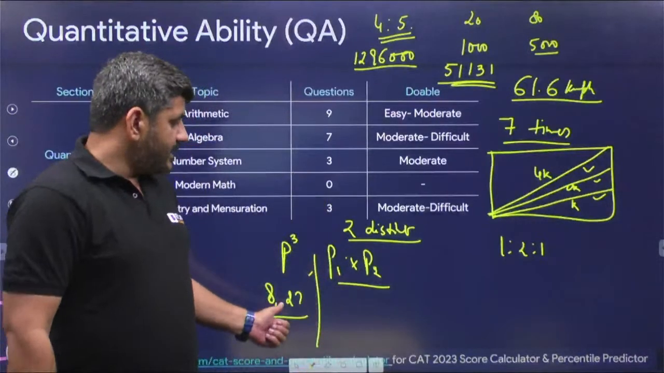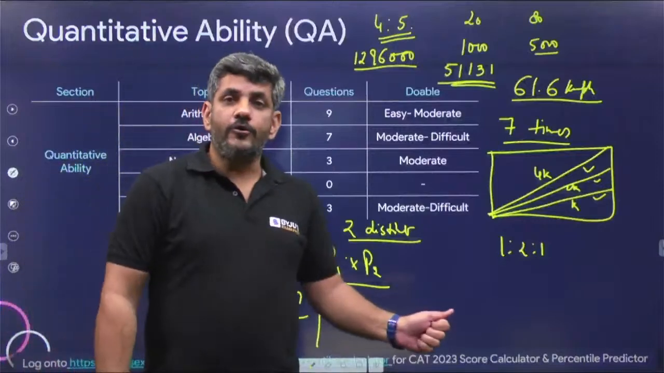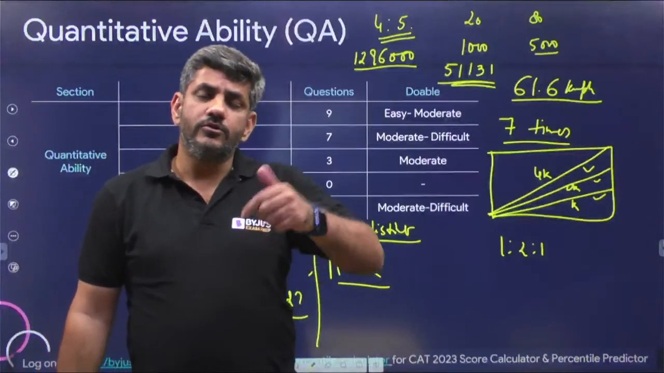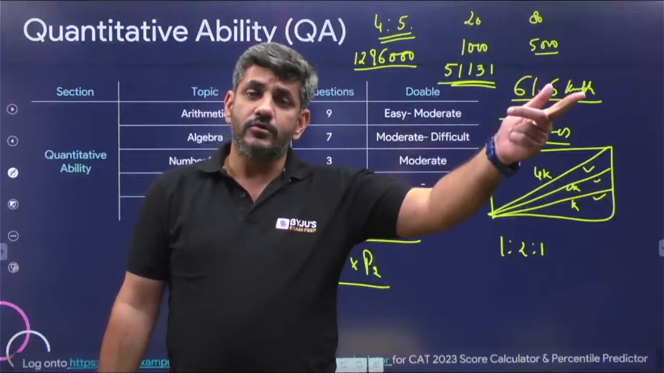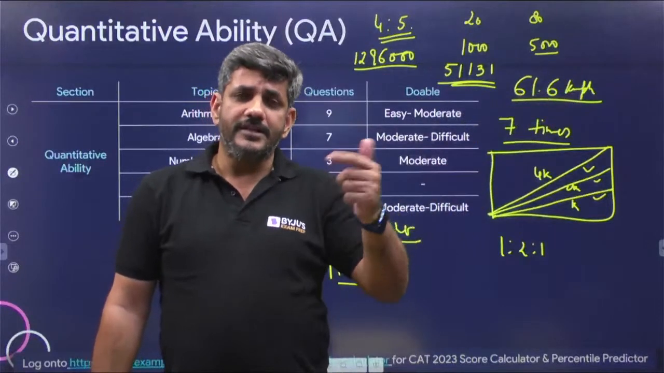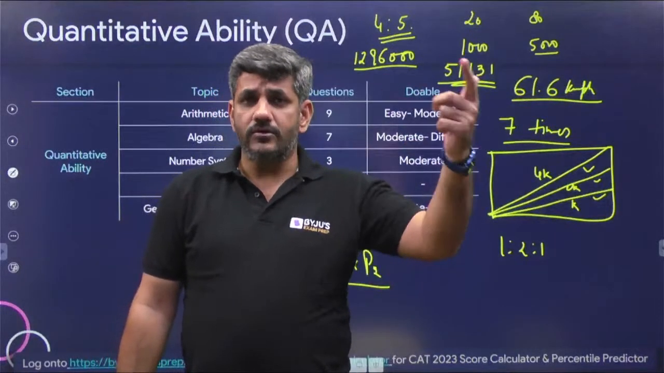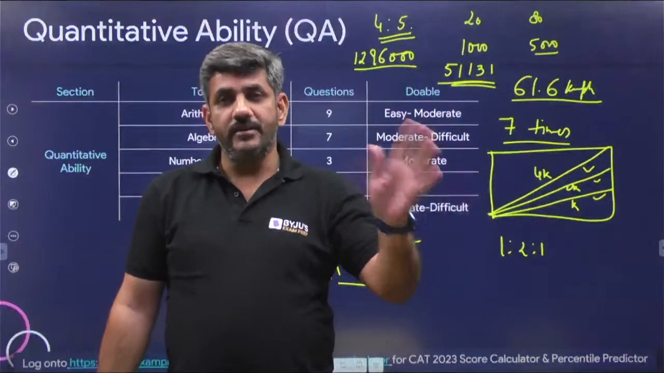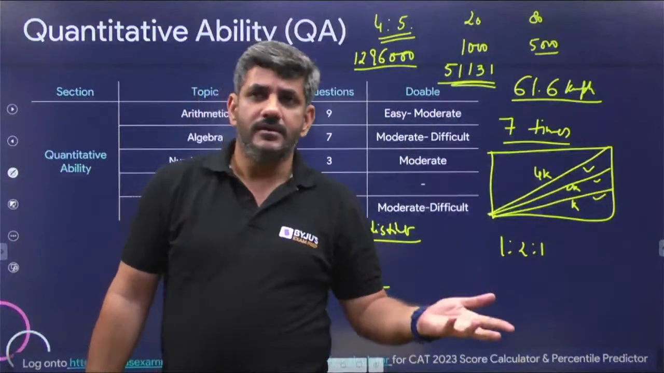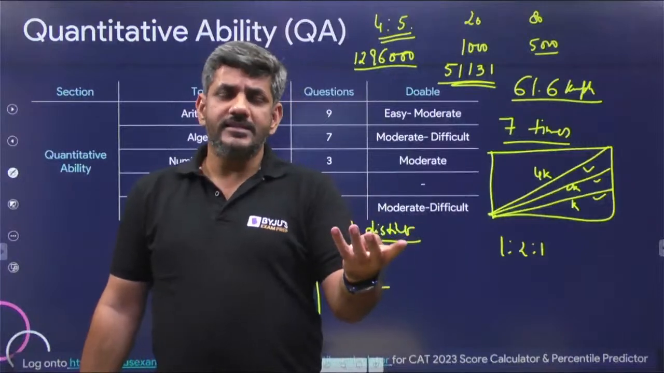There are 2 cubes of primes, 8 and 27, and then P1 into P2 type numbers which are less than 50. So 2 into 3, 2 into 5, 2 into 7 up to 2 into 23. Then 3 into 5, 3 into 7, 3 into 11, 3 into 13, only up to here, and then 5 into 7 and one 5. These were the numbers. So once you count how many there are.